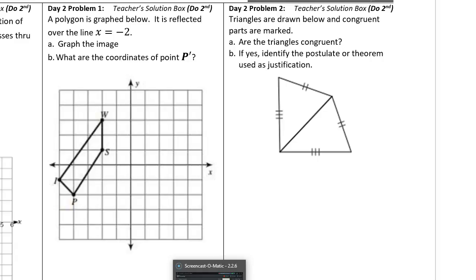Here's the answer for day 2, problem 1. A polygon is graphed below. It is reflected over the line x equals -2. Graph the image. First, we need to find the line x equals -2.